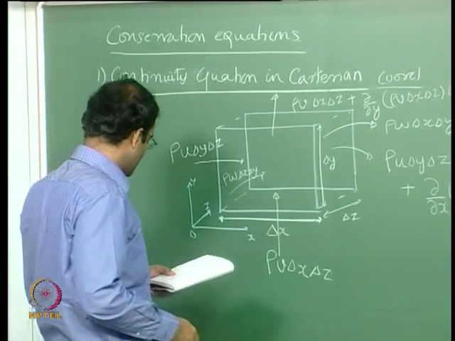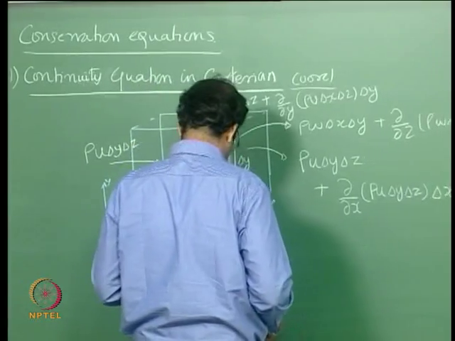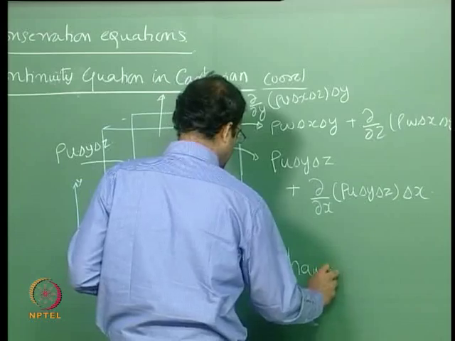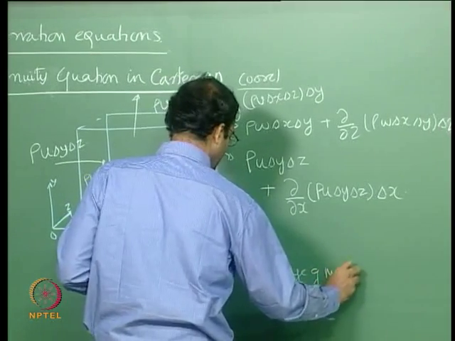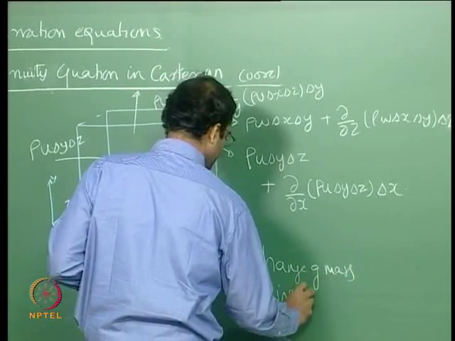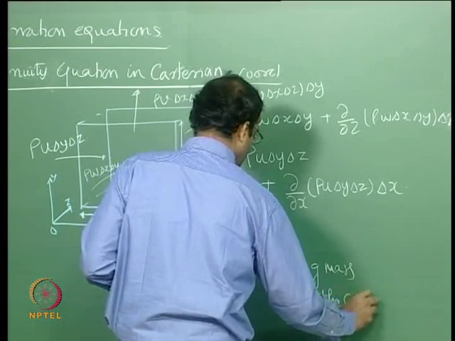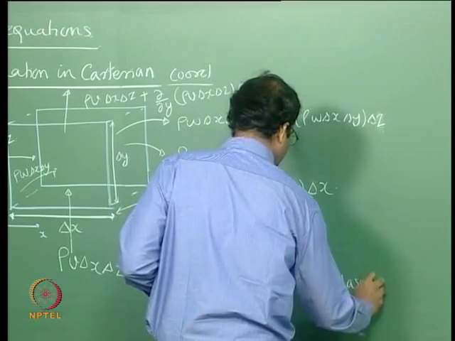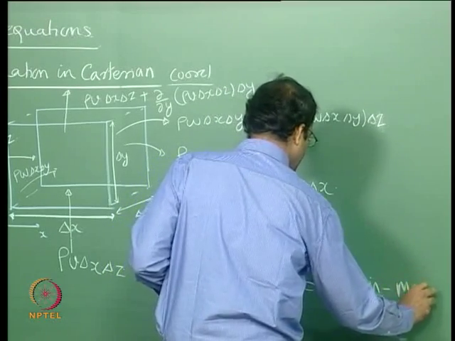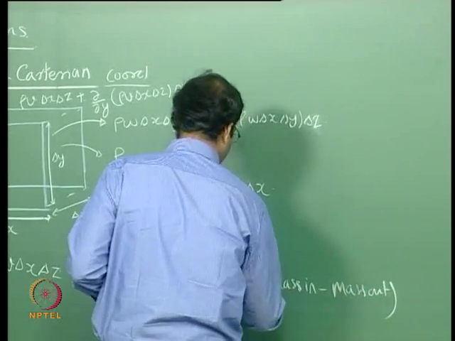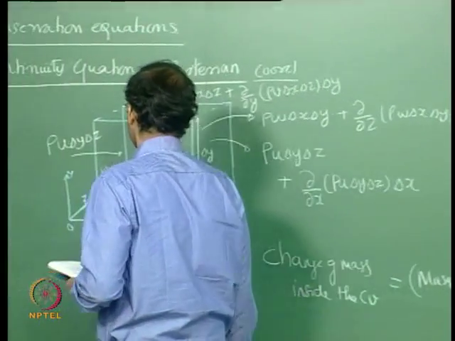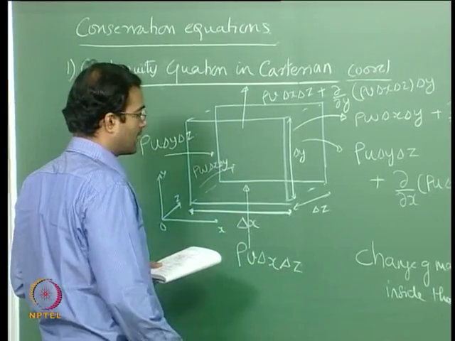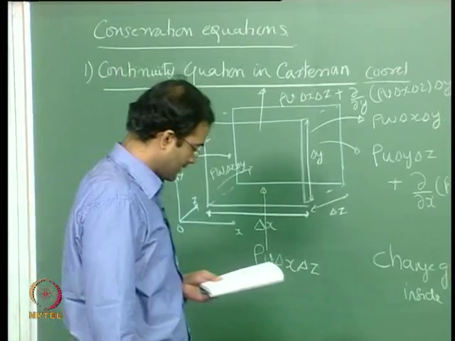Therefore we should first define the conservation of mass. What we will say is that the change of mass inside the control volume should be equal to the mass which is coming in minus the mass which is leaving the control volume. That is, the net change in the mass entering and leaving the control volume should be equal to the mass which is accumulating or depleting in the control volume.